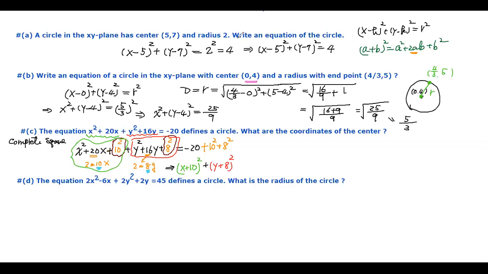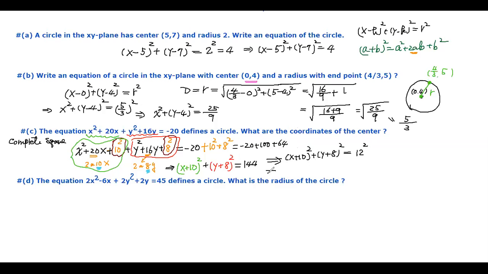8 squared. And now my right-hand side will be negative 20 plus 100, and really negative 20 plus 100 plus 64, right? 8 times 8 is 64. So this here is 80 plus 64. So this will add up to 144, right? Okay, so now this is my circle, x plus 10 squared plus y plus 8 squared is equal to what? 12 to the what? Squared, right?